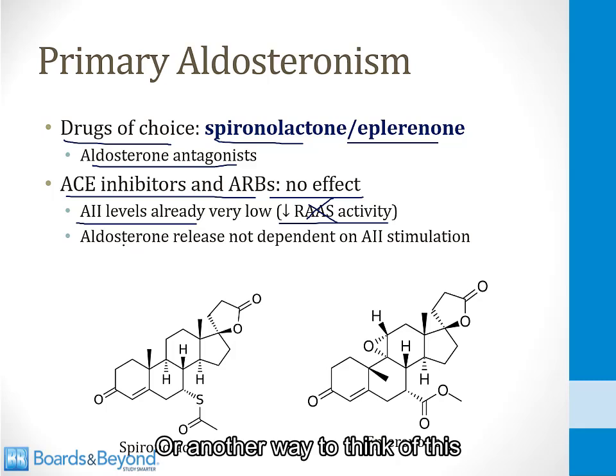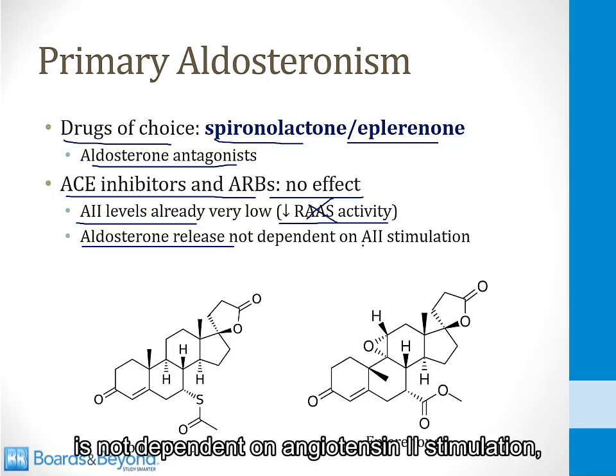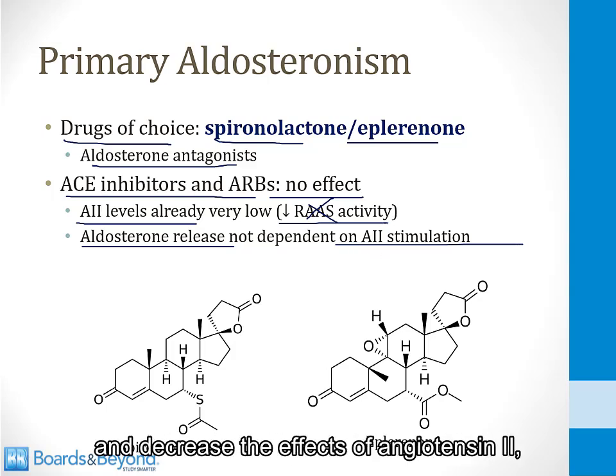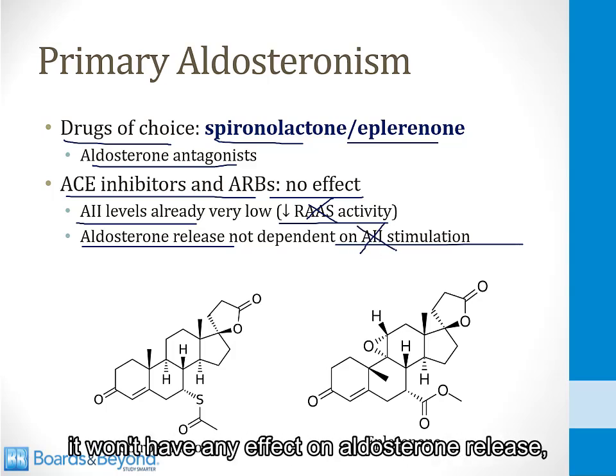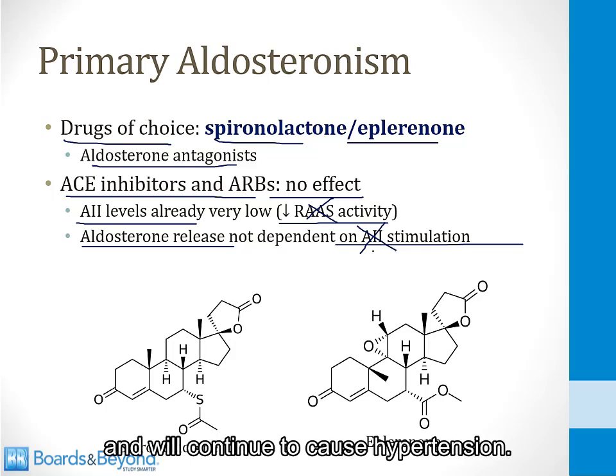Or another way to think of this is aldosterone release in primary aldosteronism is not dependent on angiotensin II stimulation. It's autonomous, and therefore if you inhibit the RAS and decrease the effects of angiotensin II, it won't have any effect on aldosterone release, which will continue to be high and will continue to cause hypertension.